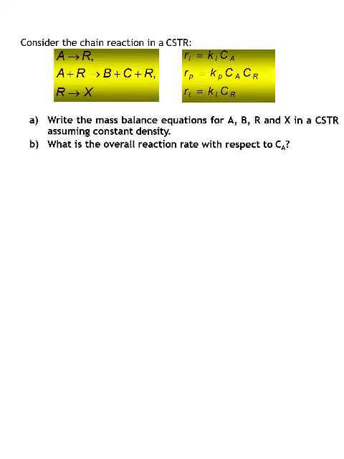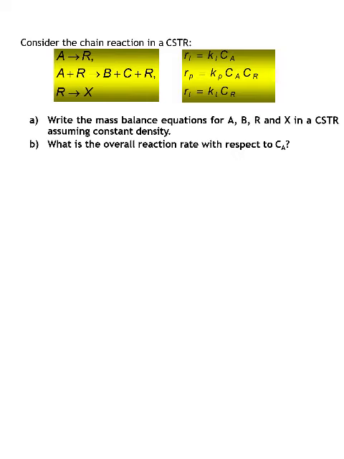For the example of chain reaction in a reactor. So here is the example of chain reaction in a CSTR. The reaction mechanism is given in the yellow table: reaction A to R, followed by A plus R equals B plus C plus R, and finally R produces X.